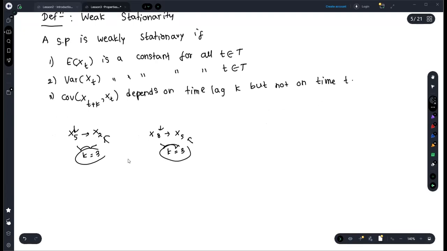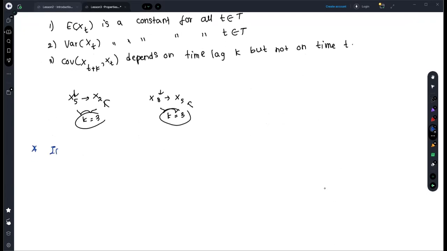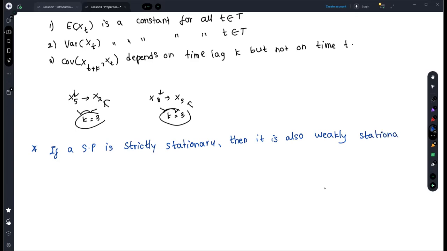So now you can assume usually when you have the strong one satisfied, the lower ones will be automatically satisfied. So therefore you can say if a stochastic process is strictly stationary, then automatically it is weakly stationary. But the other way around, it's not always true, okay?